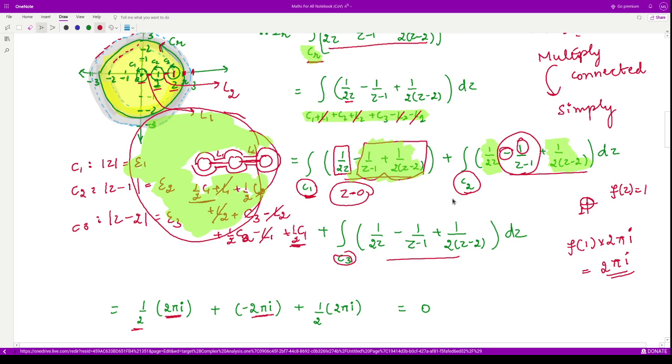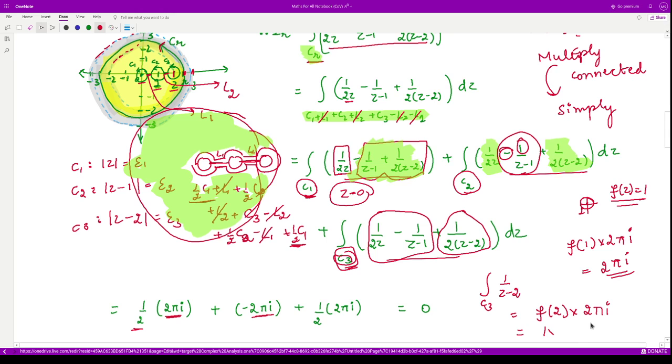So this is for the second curve, and for the third curve, these two terms are analytic with respect to curve C3. So that means their integration would be 0. So we perform the integration of this term with respect to C3 only. So that would be 1 by 2 as such, and again the integration over C3 of 1 upon z minus 2 would be equal to f of 2 multiplied by 2 pi iota. Again f of z is 1 in this case, therefore this term is 1 into 2 pi iota, so it simply is 2 pi iota. So this term is this one. So when you calculate this, it comes out to be 0.